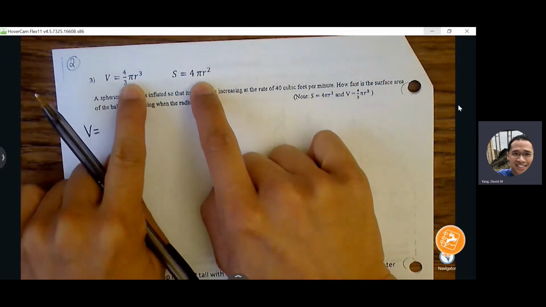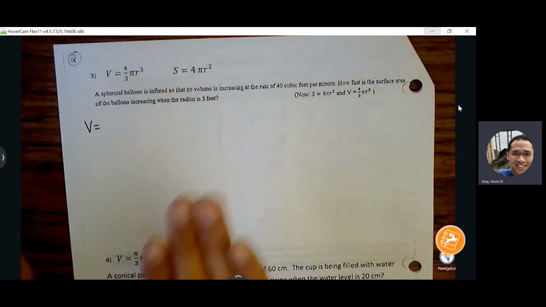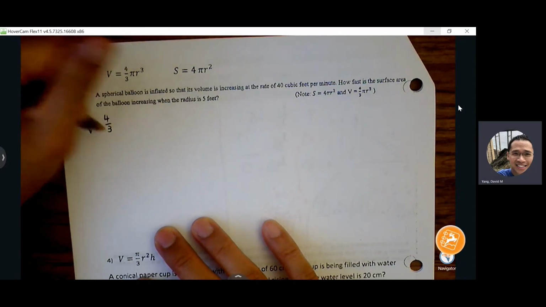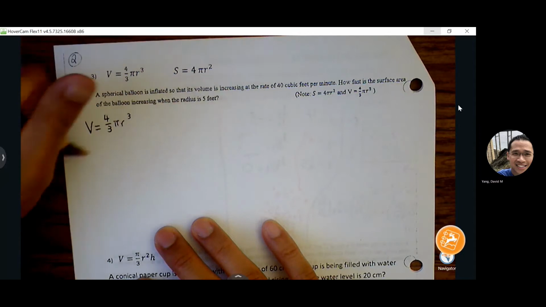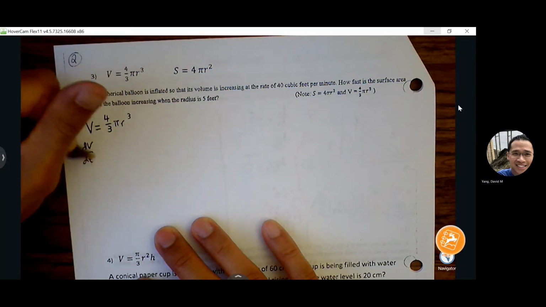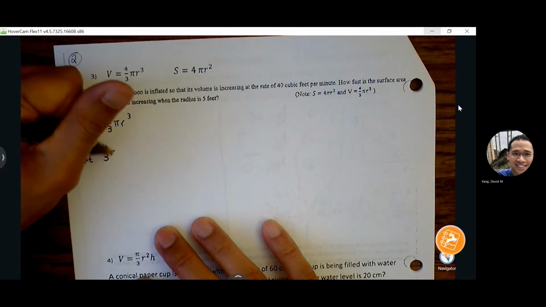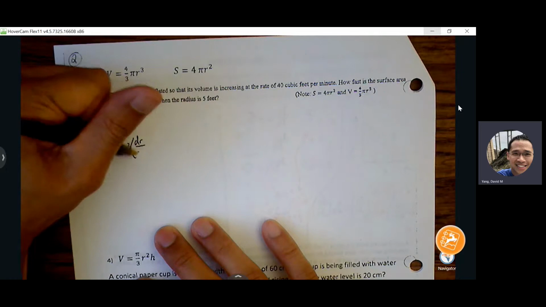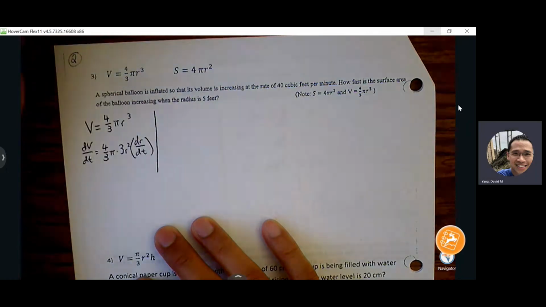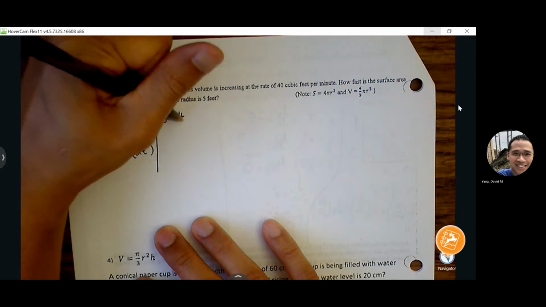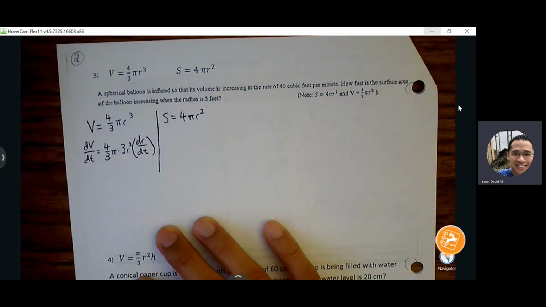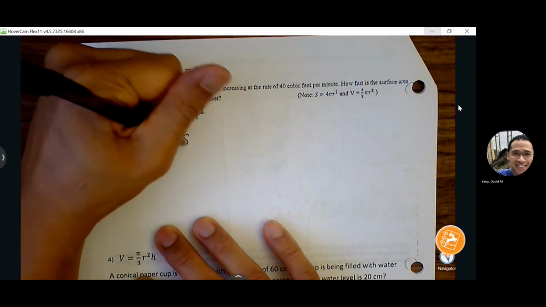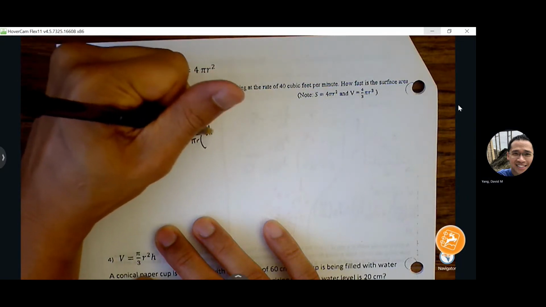All we need is power rule. There's no need for product rule. Remember, pi is just a coefficient. It just kind of hangs out in front as we take care of the derivative of r. Okay, r cubed becomes 3r squared, dr dt. Okay, S becomes dS dt, 8 pi r dr dt.